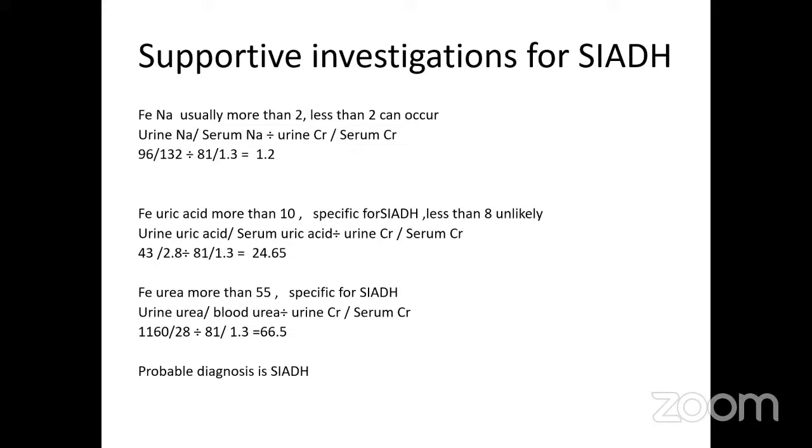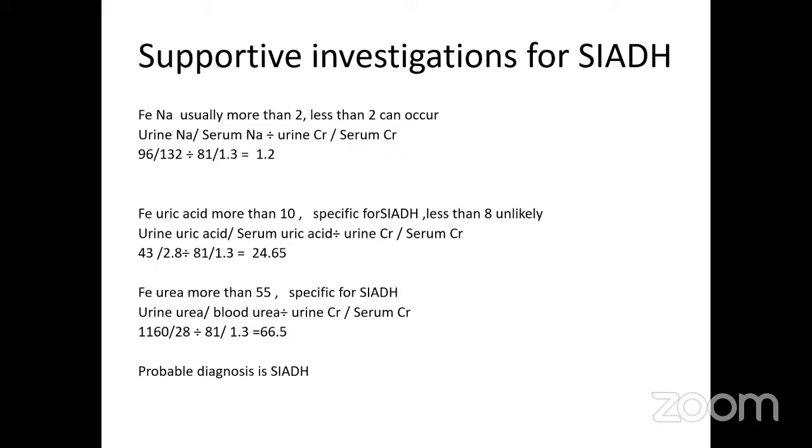He had 1160 milligram of urea per deciliter in urine, 28 milligram in the blood, 81 again being the urine creatinine, 1.3 being the serum creatinine. The value is 66.5. Anything more than 55 is SIADH. So he had euvolemic hyponatremia. His urine sodium was more than 25. He had FE urea of 66.5 and FE uric acid of 24.65, which will support SIADH.